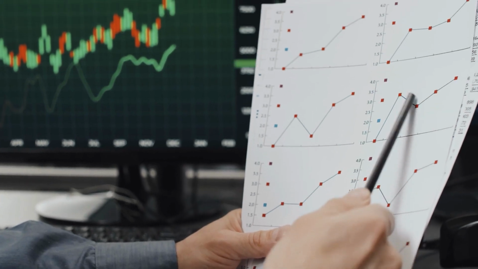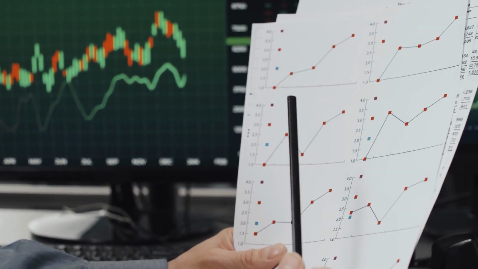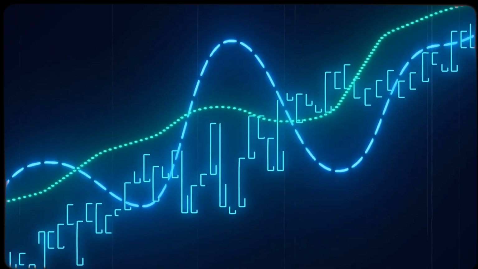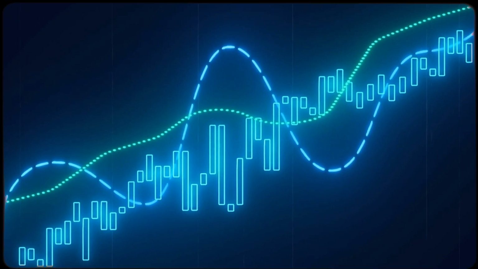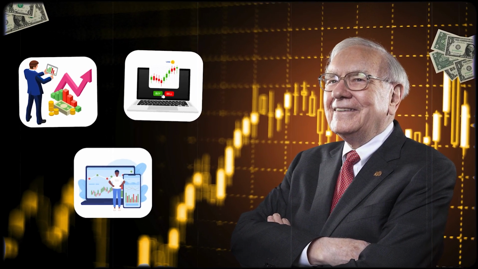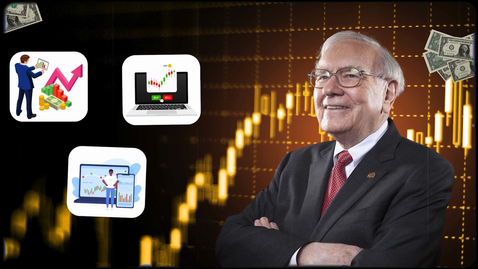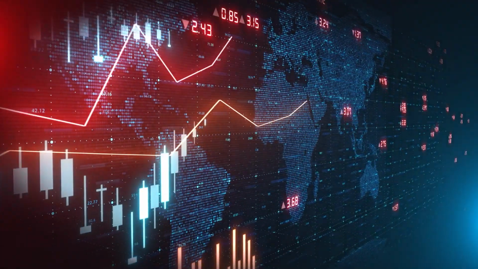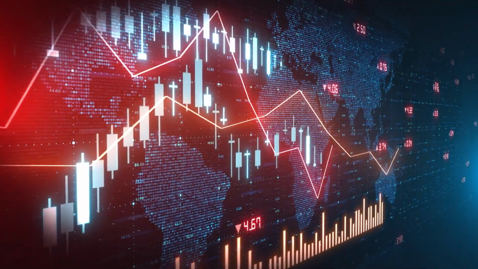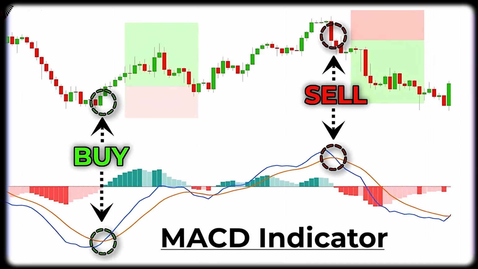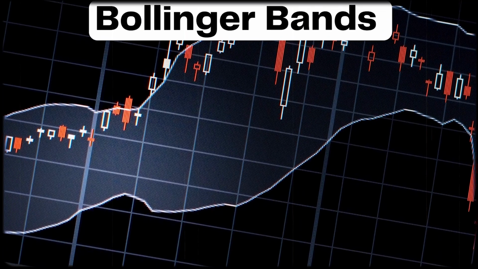There are hundreds of different indicators that people use in TA trading. Some are free to use, while others you may have to pay for. Unless you want to become the next Warren Buffett, the free ones are more than enough. Here are 4 crucial TA indicators you should know: moving average, MACD, RSI, and Bollinger Bands.